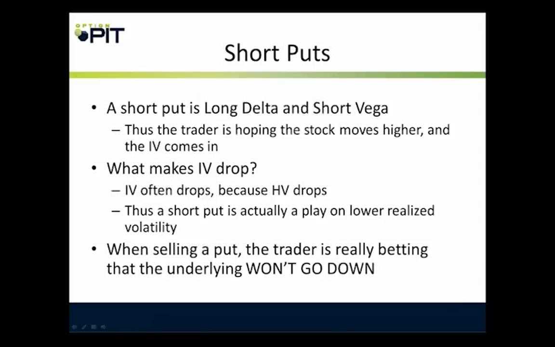So from a mindset, and this is key, all you put credit spread sellers, all of you put sellers, when you sell a put, you don't want the underlying to go up. You want the underlying not to go down. There is a difference, right?